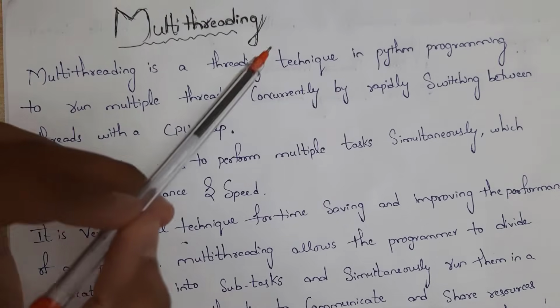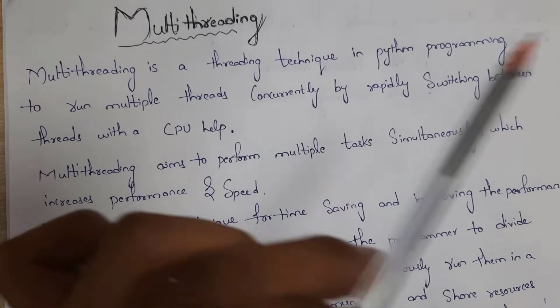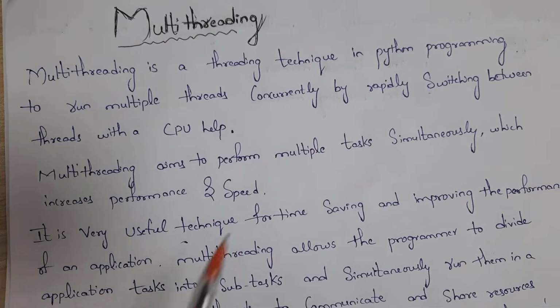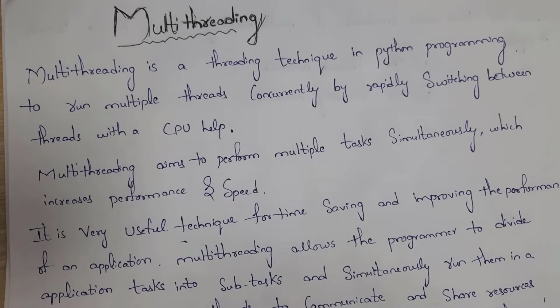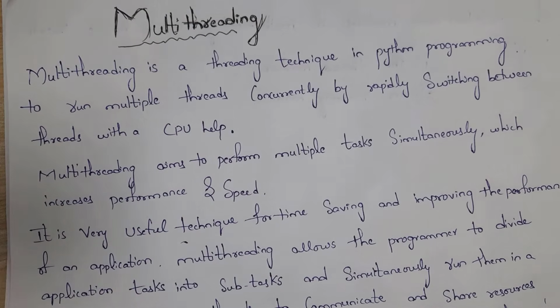Multi-threading is a threading technique in Python programming to run multiple threads concurrently by repeatedly switching between threads with a CPU help. Multi-threading is nothing but it is threading technique in order to execute multiple threads concurrently. We also call this concurrent execution as parallel execution. That is nothing but executing multiple threads at a time. And in order to execute multiple threads at a time, we take CPU help.